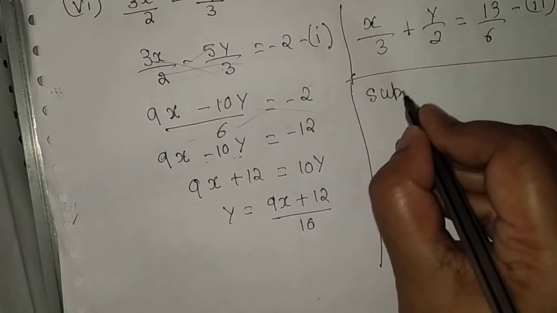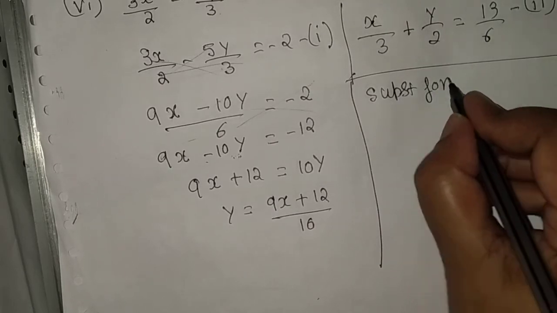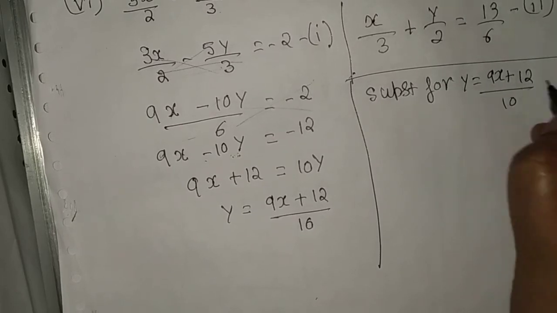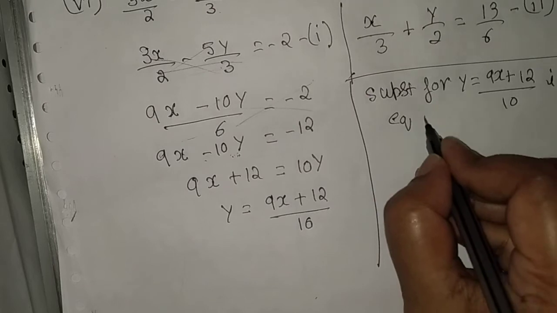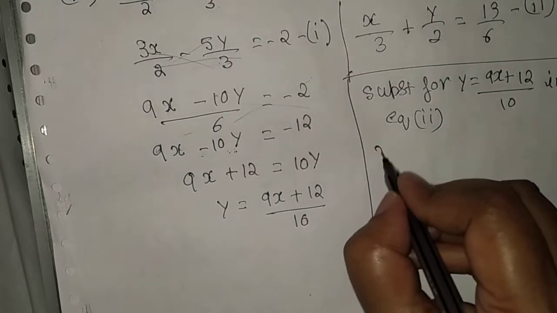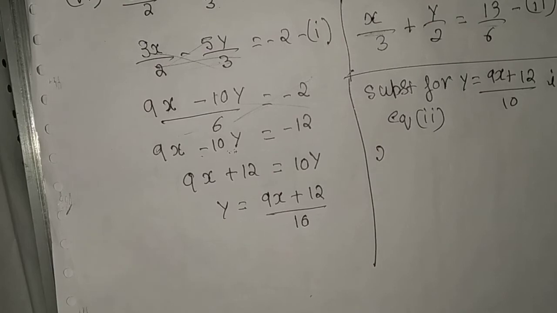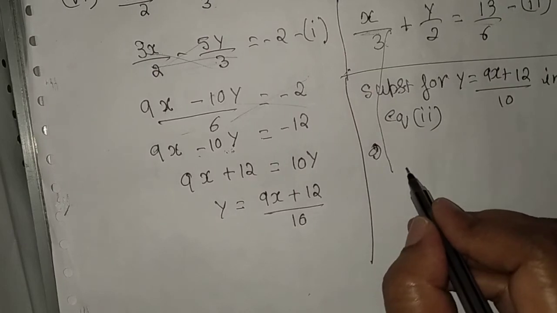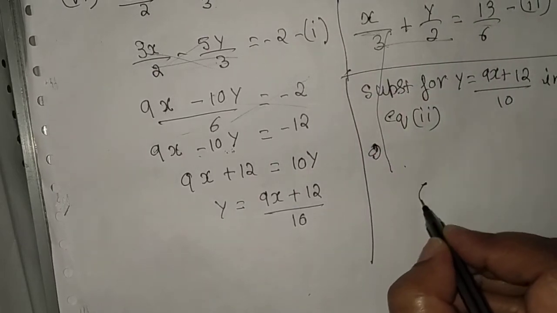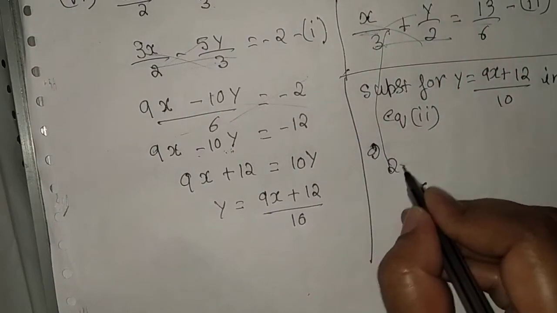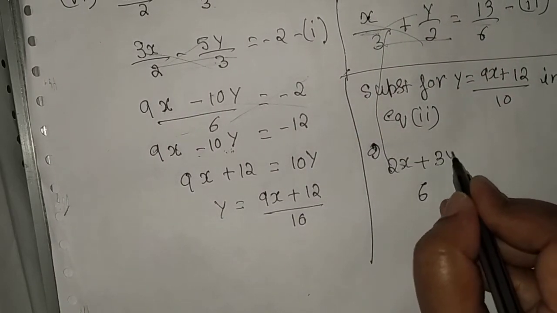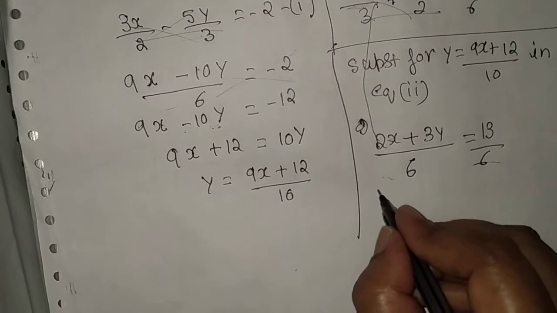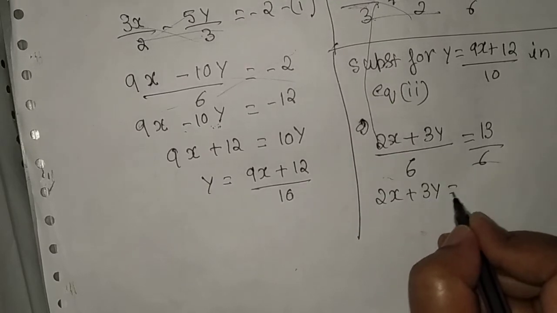Now substitute y is equal to 9x plus 12 by 10 in equation 2. Simplify this equation first. Take the LCM, we are getting 6 as the LCM, cross multiply, then we get 2x plus 3y by 6 is equal to 13 by 6. So 6 is common. Now we can write 2x plus 3y is equal to 13.